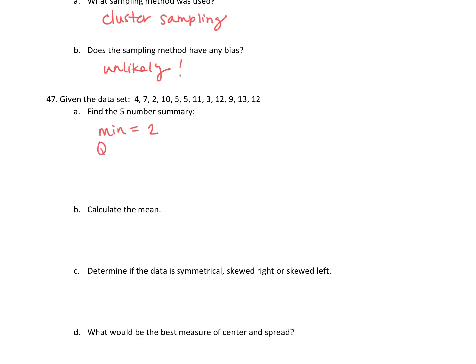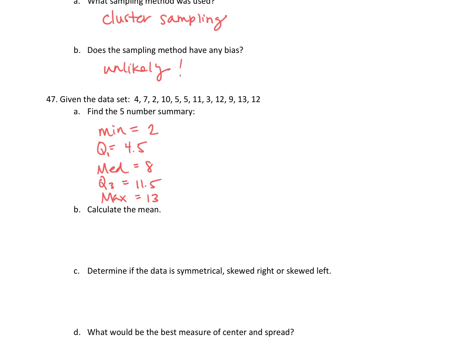Our Q1, that's quartile 1, is 4.5. Your median is equal to 8. Your Q3, the third quartile, is 11.5. And then the maximum is 13. So that's the 5-number summary. If we were to draw a box plot, those would be the 5 numbers we would use.